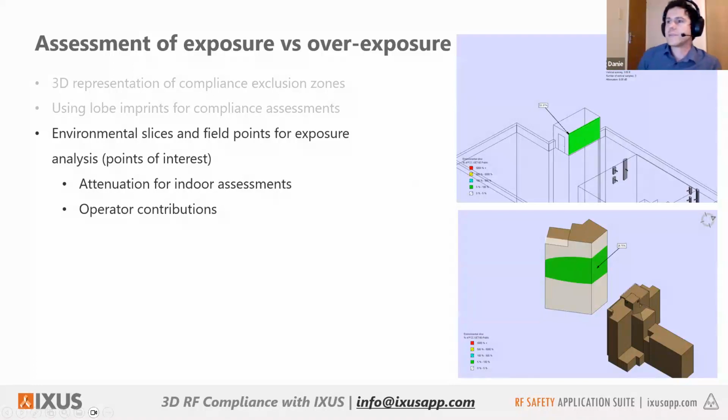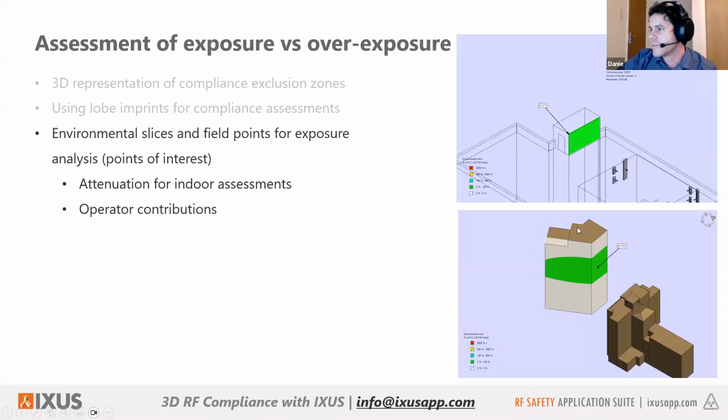So then we get to the environmental slices and where they are particularly useful. For example, this access point that I'd mentioned, the 3D exclusion zones actually entered this piece of the building. And what we can use there is an environmental slice coupled with an attenuation level, depending on what type of structure this is and what type of material. And we can add in a custom attenuation level to establish that the exposure inside of this structure is actually not going to be overexposed.